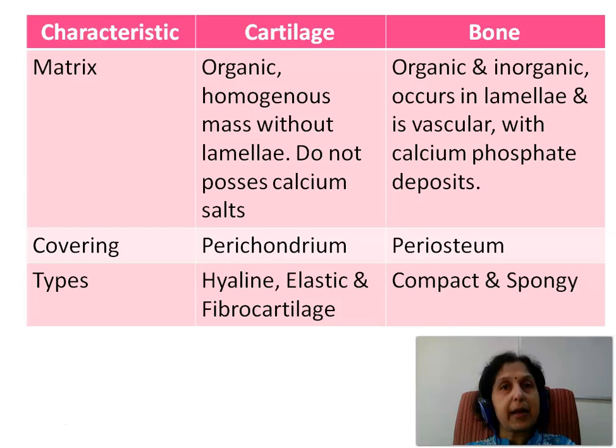The matrix of the cartilage is organic, homogeneous mass without lamellae and does not possess calcium salts, while the bone matrix is organic and inorganic, occurs in lamellae, is vascular with calcium phosphate deposits. The coverings of the cartilage are called perichondrium, while those of bone are called periosteum. Cartilage is of 3 types: hyaline, elastic and fibrocartilage, while bone is of 2 types: compact and spongy.